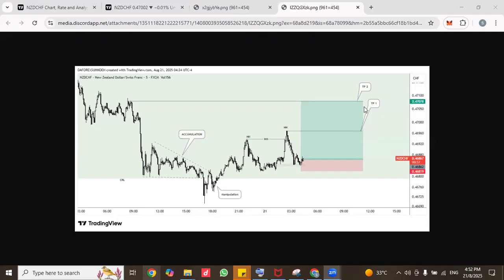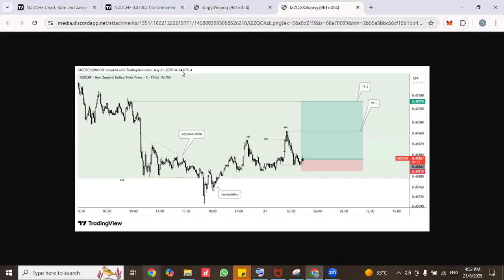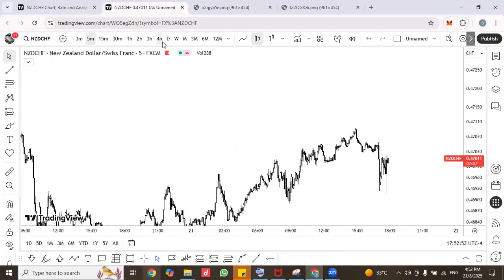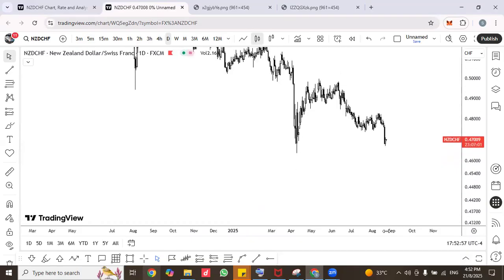I'm going to go over the NZDCHF trade that I took this morning in London session. This is the before picture, and this is the after. So you can check the time here. This was in London session, 4:24 a.m. Around 3 p.m., it finally reached the destination. Now, let me show you the breakdown and why I actually took this trade.